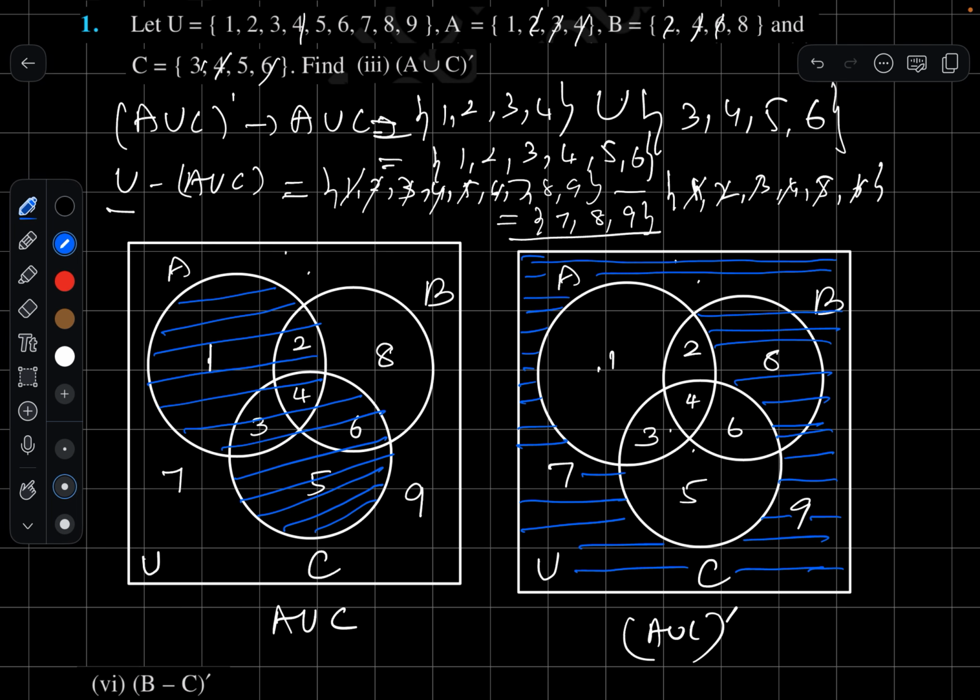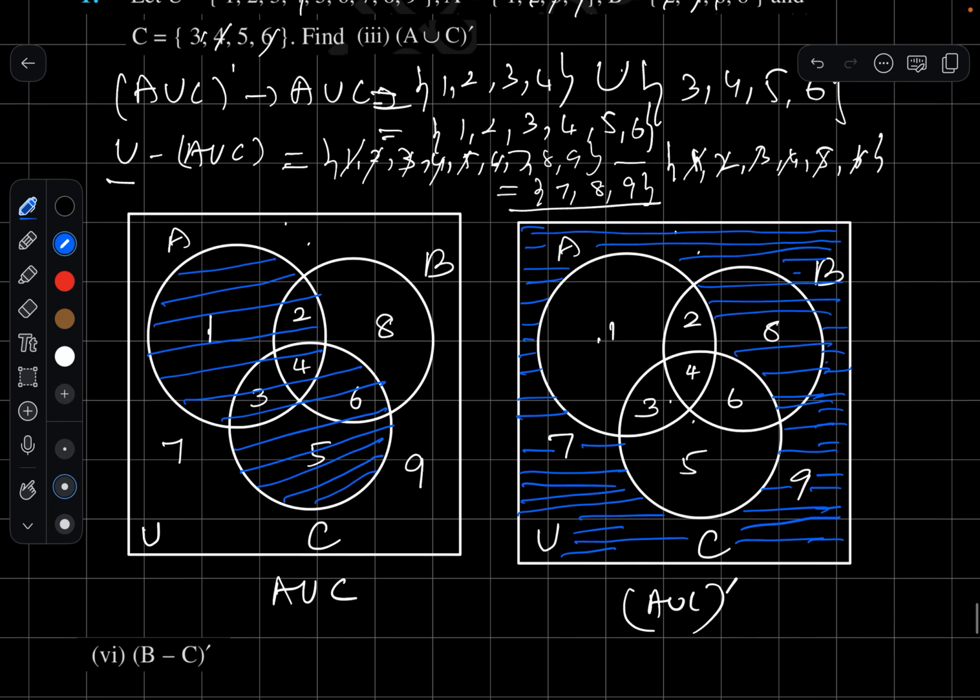Understood? When you shade, it will give you a clear picture. For that only I have shown you the Venn diagram and the shading also. Now is it clear? Which are the elements in this complement? 7, 8 and 9. In the shaded portion you have got only 7, 8 and 9. So this depicts it clearly.